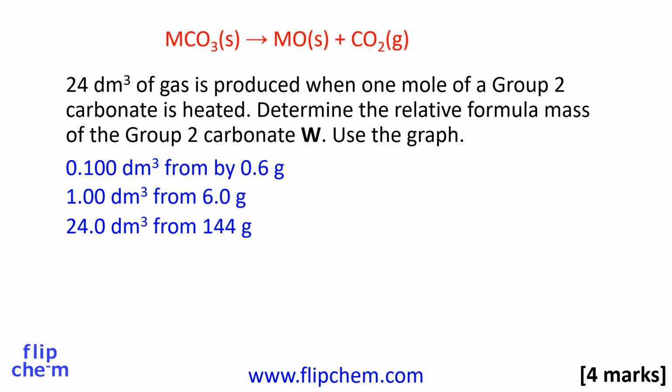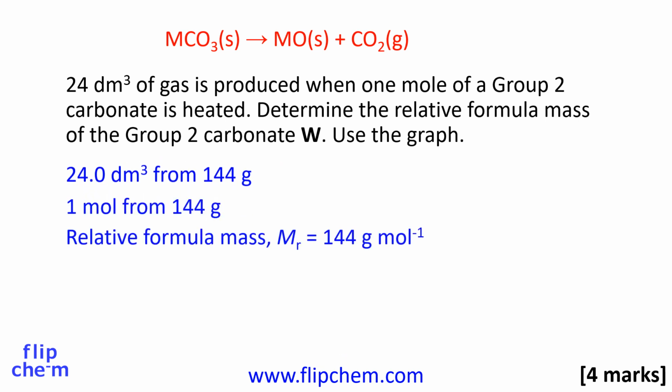Multiply by 10 to find the mass of carbonate required to produce 1 decimeter cubed of gas. Multiply by 24 to find the mass of carbonate required to produce 24 decimeters cubed of gas. 1 mole of gas is produced from 1 mole of carbonate. 1 mole of the carbonate has a mass of 144 grams, so the relative formula mass of the carbonate is 144 grams per mole.